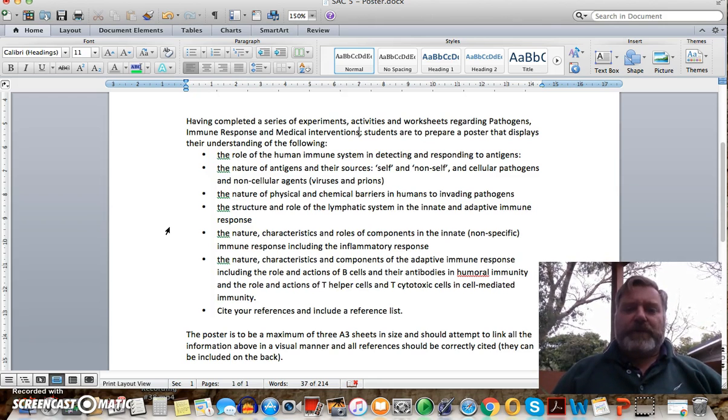The structure and role of the lymphatic system in the innate and adaptive immune response. The nature, characteristics and roles of components in the innate, non-specific immune response. And the nature, characteristics and components of the adaptive immune response. And this has two components. We talk about the B cells as being humoral, and our humors are our body fluids. The humoral response, and the action of the T cells is our cell-mediated response. And we'll go into some detail about cell mediation and humoral immunity in class, obviously.